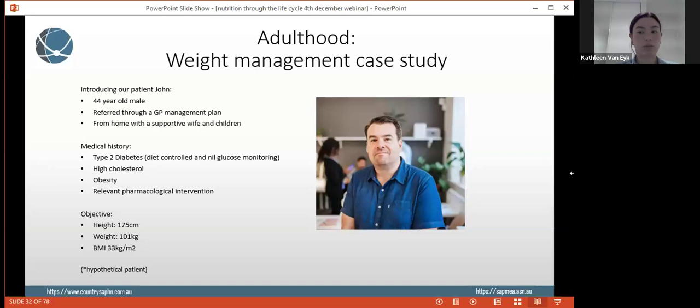So to give you more of an idea about what we'll do in a normal consultation, for an initial consultation, we're going to go through a case study. So this is based on an adult and based on weight management and also type 2 diabetes as well. Our patient John, he's a 44-year-old male, and he's been referred to us through a GP management plan or a care plan, which we often do see our patients through. So they might get given about 2 or 3 visits with us, and then they might also have a referral for the exercise physiologist as well.